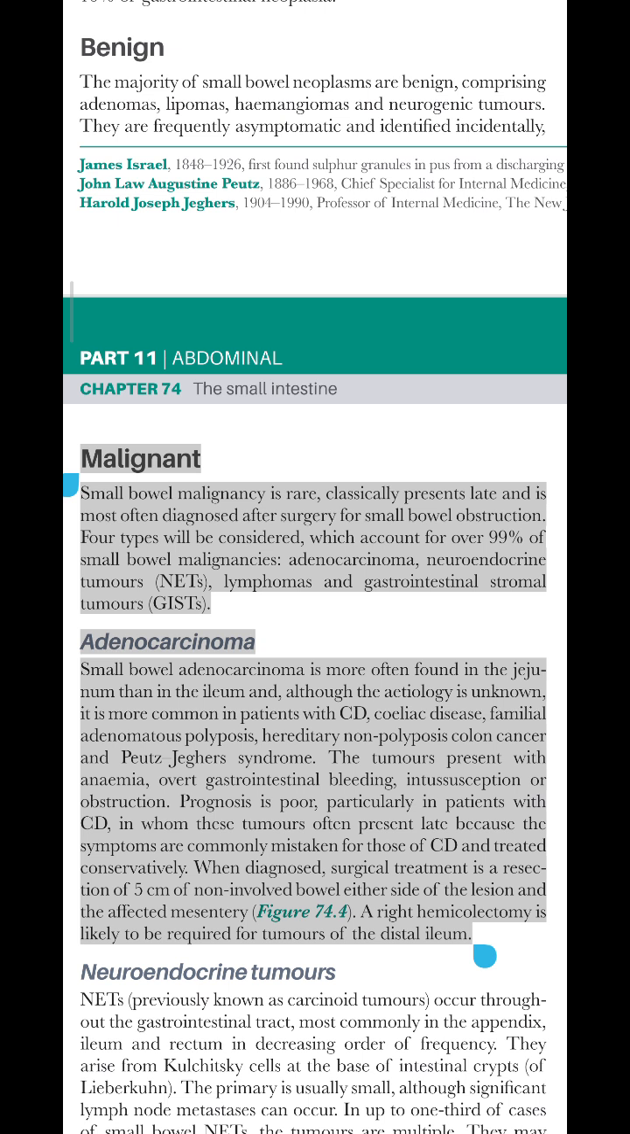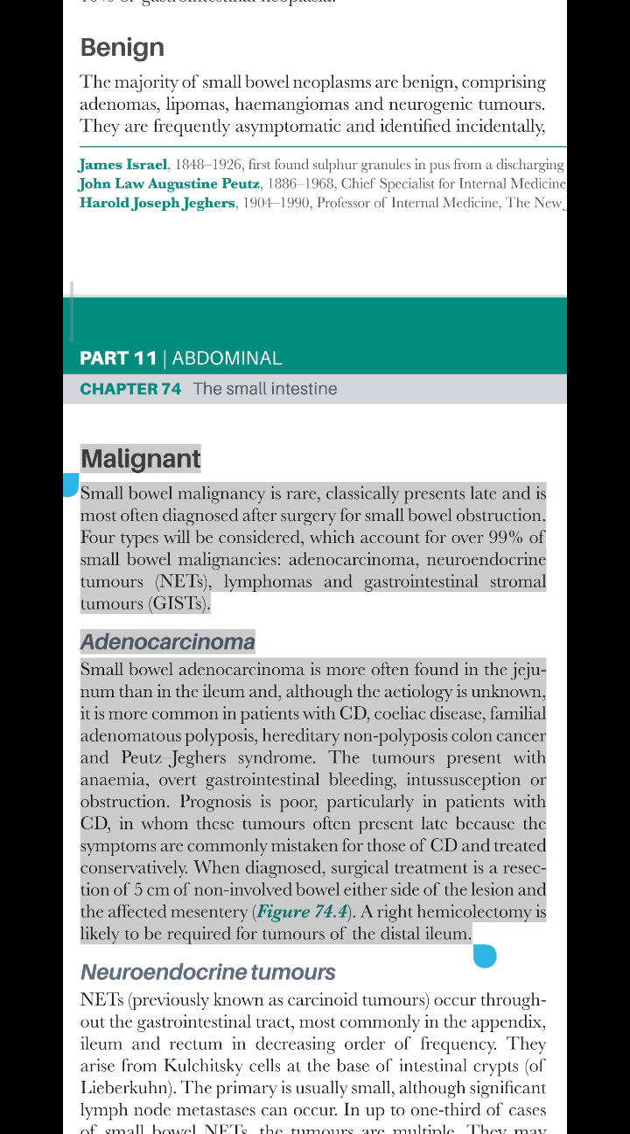Small bowel adenocarcinoma is more often found in the jejunum than in the ileum and, although the etiology is unknown, it is more common in patients with CD, celiac disease, familial adenomatous polyposis, hereditary non-polyposis colon cancer and Peutz-Jeghers syndrome. The tumors present with anemia, overt gastrointestinal bleeding, intussusception or obstruction. Prognosis is poor, particularly in patients with CD, in whom these tumors often present late because the symptoms are commonly mistaken for those of CD and treated conservatively.